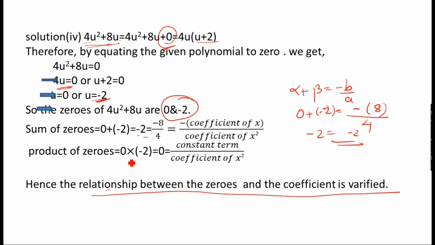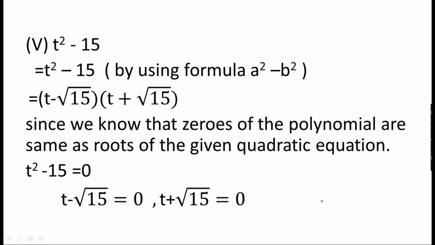Similarly, the product of zeros, 0 cross minus 2, is equal to 0, and for the constant term, we know that alpha beta is equal to c by a. Alpha beta is 0 cross minus 2, which is equal to c by a. The value of c is 0 and the value of a is 4, which is equal to 0. Therefore, this 0 is equal to this 0. Hence, the relationship of zeros and the coefficients is verified.